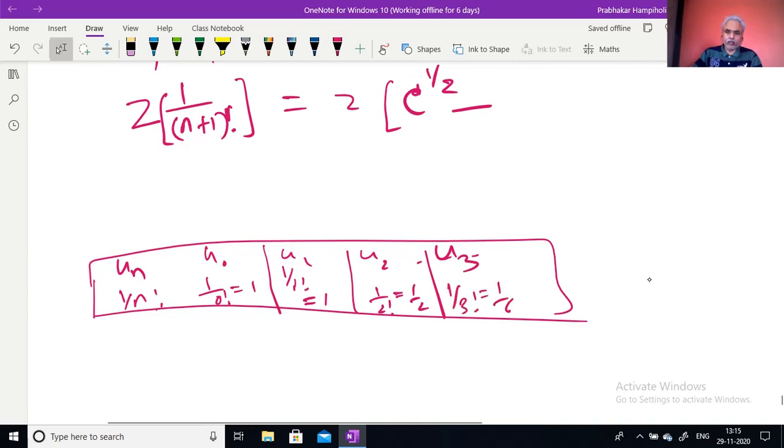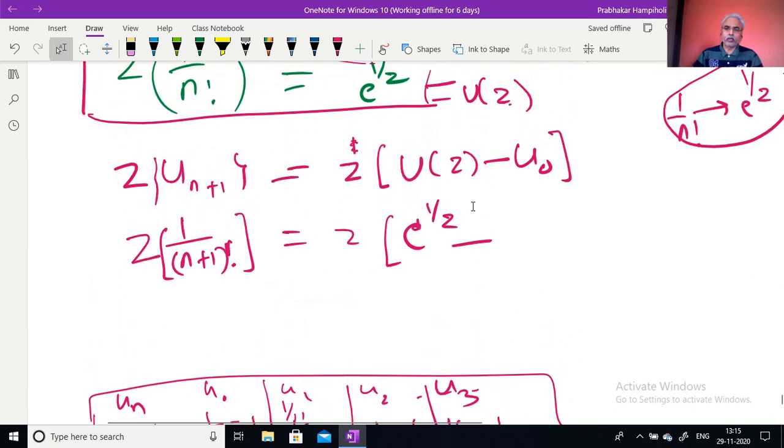That means what? If at all I know the n function, no harm, no problem at all. I can go on finding u0, u1, u2, u3 and so on. So now I need the u0 value, which is 1 by 0 factorial, which is 1. So I go back and write u0 value is 1 by 0 factorial, that is 1. So the final answer for Z of 1 by n plus 1 factorial is z as it is, e raised to 1 by z as it is, this becomes minus 1.